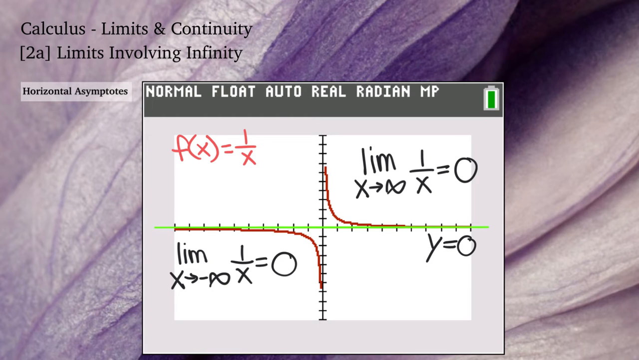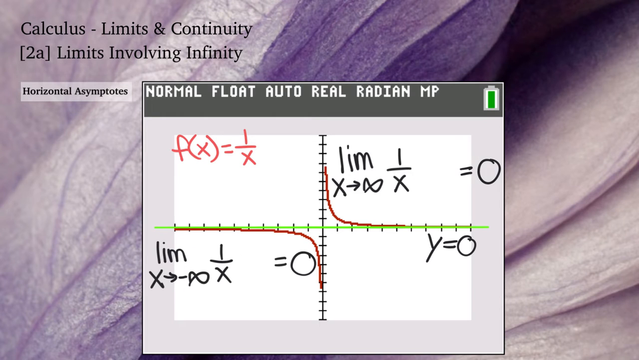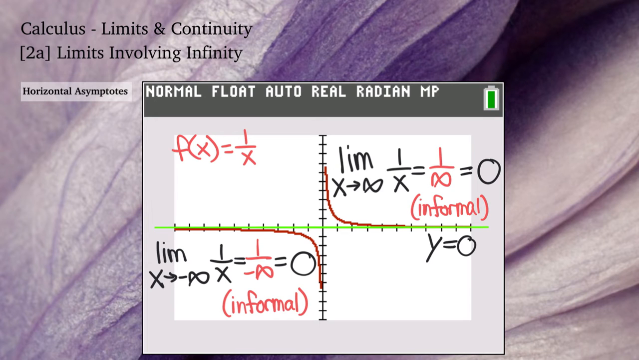We found those limits graphically, but we could also find those limits numerically. We could look at a table like we did in a previous lesson, but let's just pretend that we could plug in infinity into the function, which we can't, because infinity is not a real number. But if we could, we would get 1 divided by infinity for the positive side and 1 divided by negative infinity for the negative side.